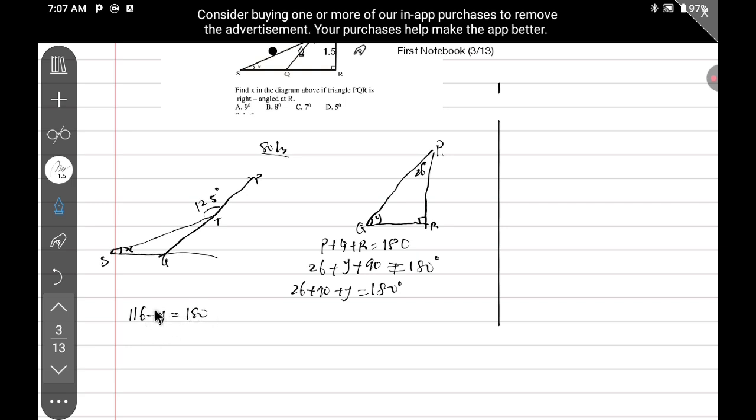Now let's collect the like terms. You either collect like terms or subtract 116 from both sides. It's the same thing. When you subtract 116 from both sides, this will become what?